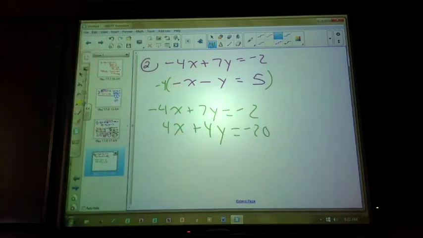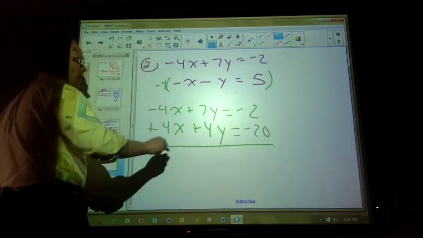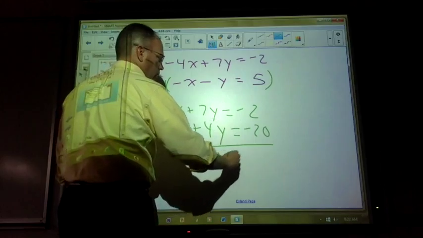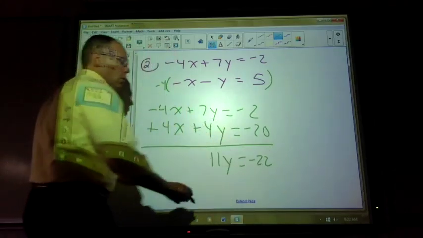Do you agree with that? Yeah. Cool. So now when I add them together, the x's are gone. That gives me 11y equals -22. Do you agree with that? Yeah, and then y equals 2. Y equals -2. Negative 2.